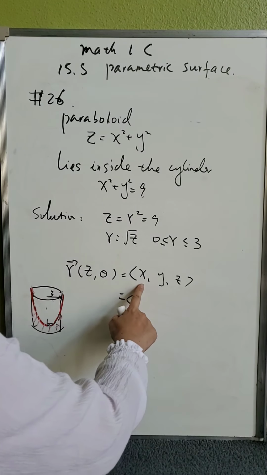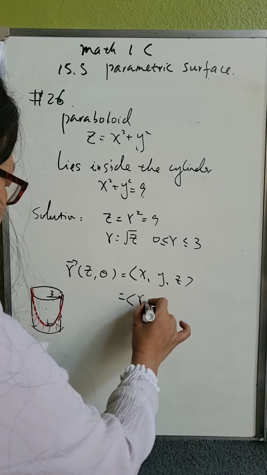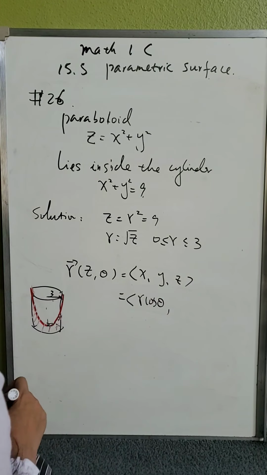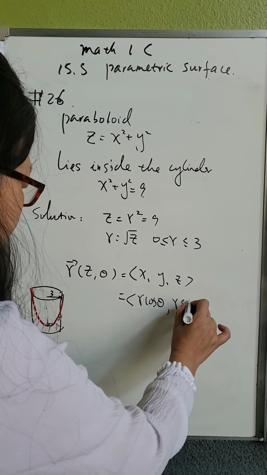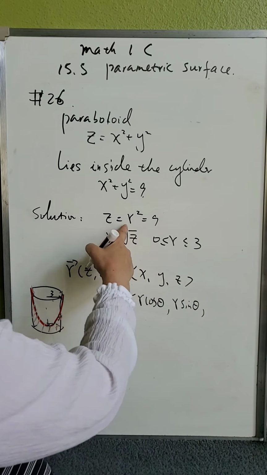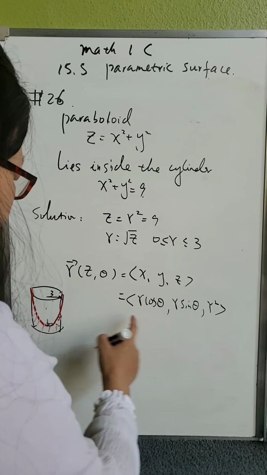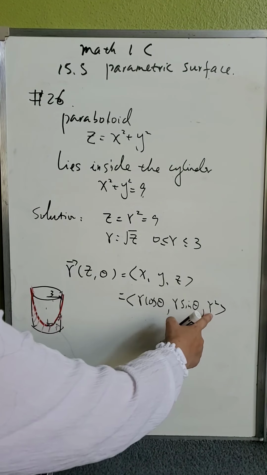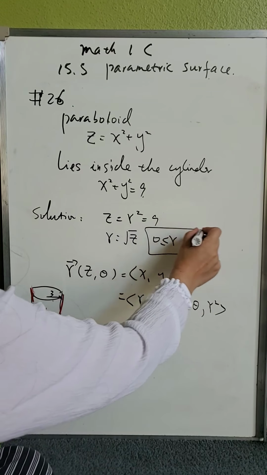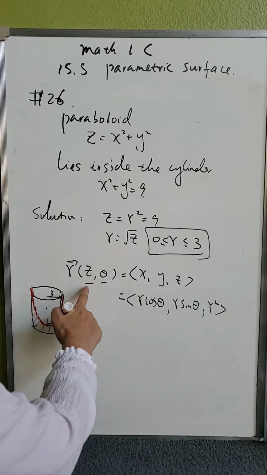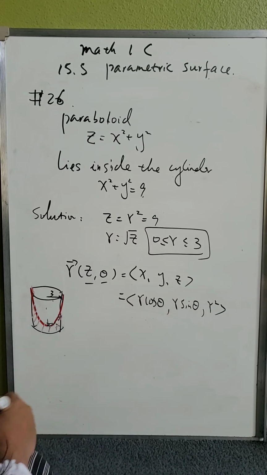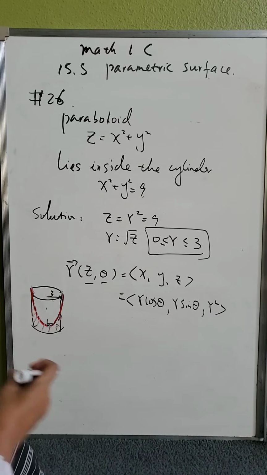And then X here, your X is equal to R cosine theta because it's a circle. And then y is equal to r sine theta. And your z is equal to r squared. So make sure you have r squared, because r is a constant. You only have z and theta, but your r is okay, because r is a number here. R is between 0 and 3.